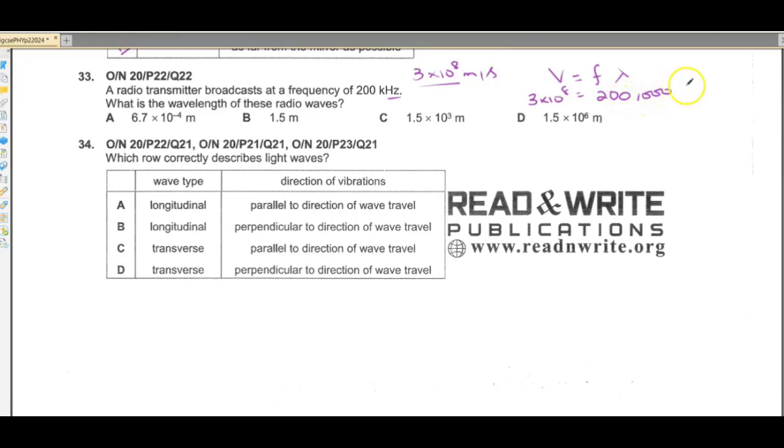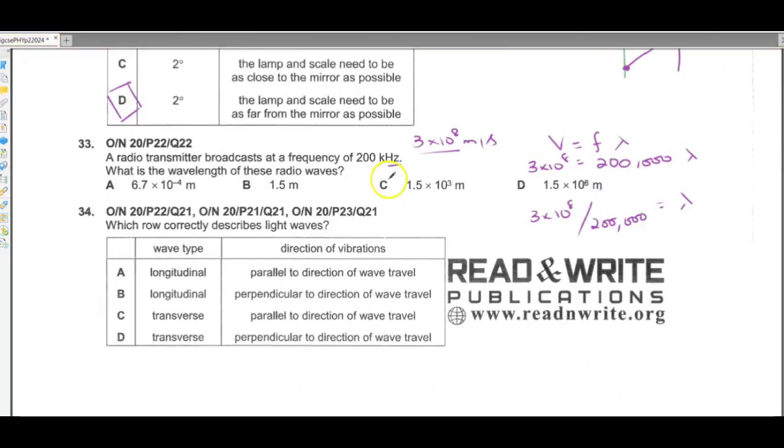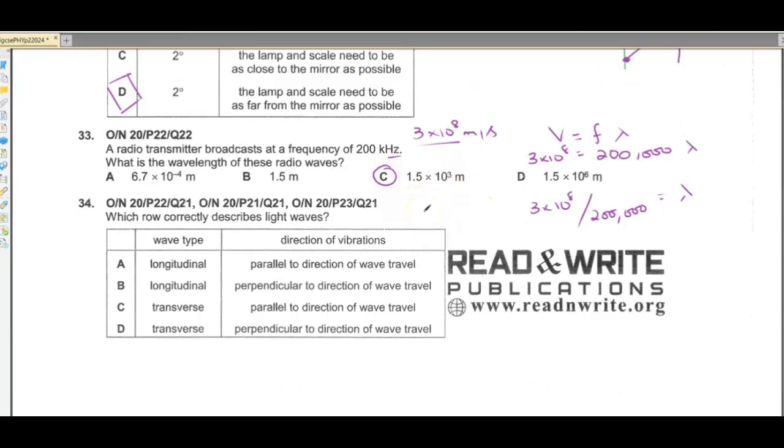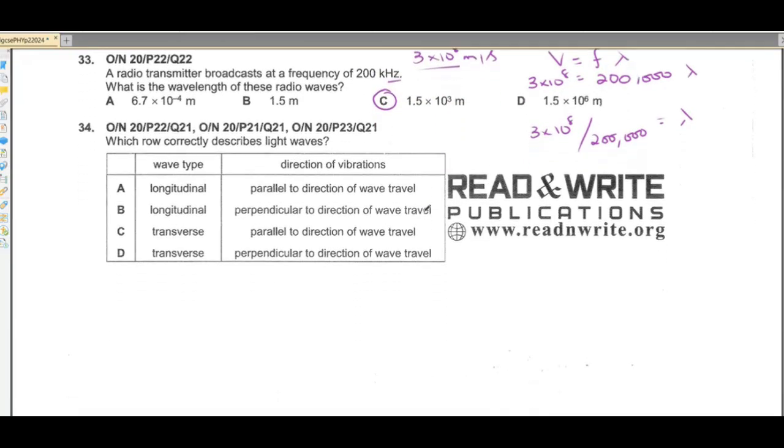200,000 hertz and lambda. So 3 into 10 raised to the power 8 by this is going to give us an answer of 1.5 into 10 raised to the power 3 meters. Okay? Okay, question number 34.